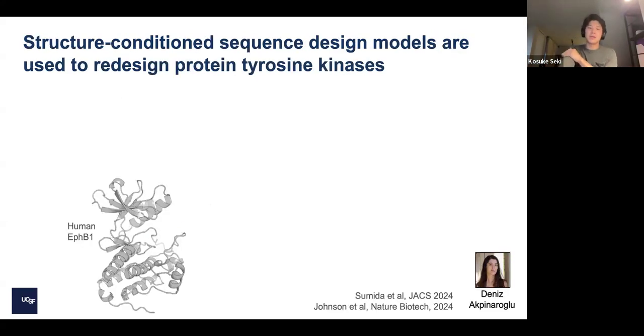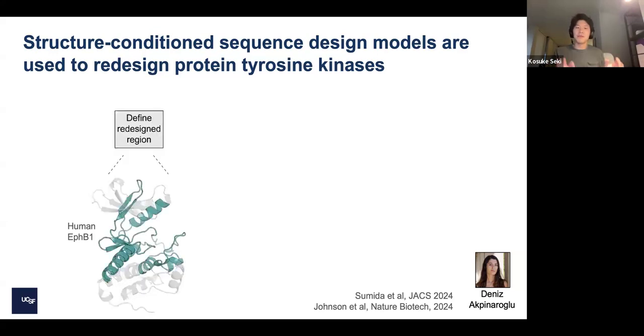And so what we did was we turned again to the deep learning model and we designed more sequences. One caveat is that due to the experimental method, it's actually difficult to synthesize the full length gene. So we took that human EPHB1 kinase that we were interested in, and we only focused on one specific region, which we called the redesign region, which is highlighted here in blue. Even though it's only part of the kinase, it actually encompasses many of the really important functional regions of the kinase.